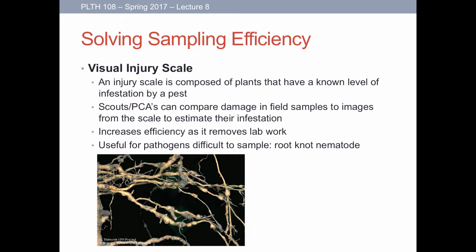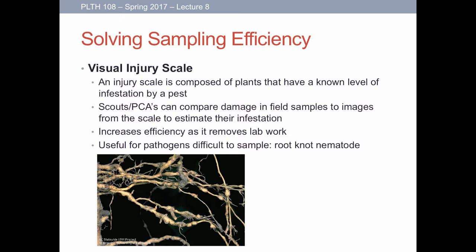So, as far as another thing you can use to increase the efficiency of your sampling is to use something called a visual injury scale. A visual injury scale is commonly used for those scenarios we talked about before, where you have a pest that's very small or very difficult to detect, such as a pathogen or a nematode.